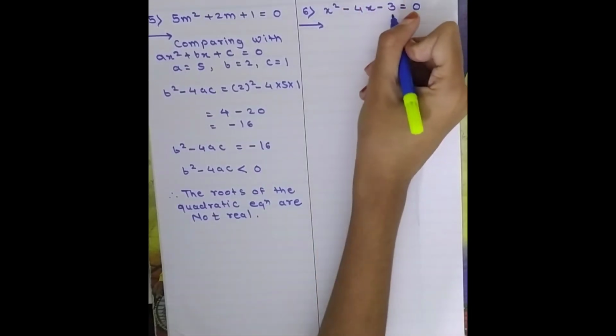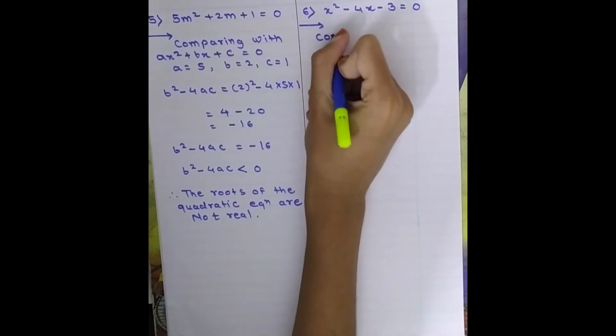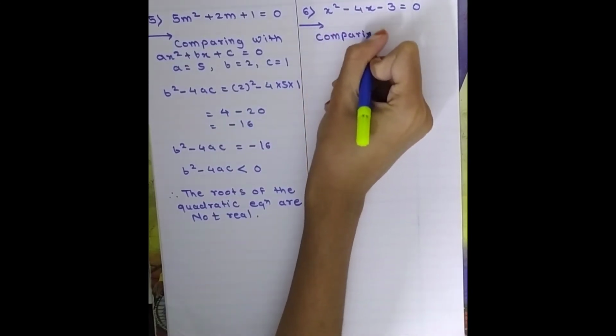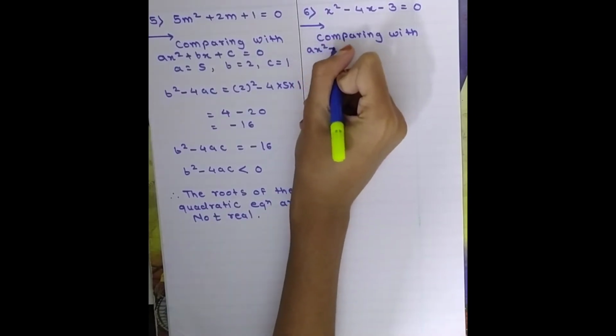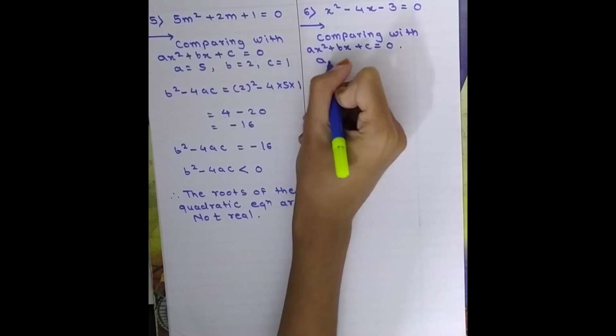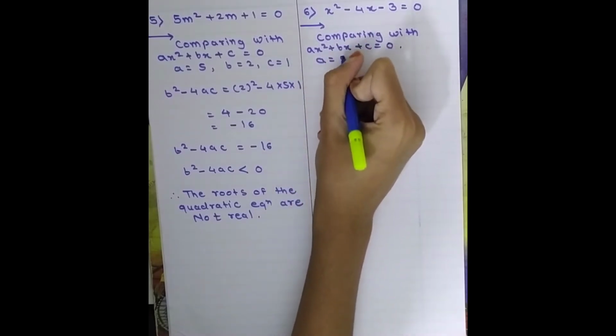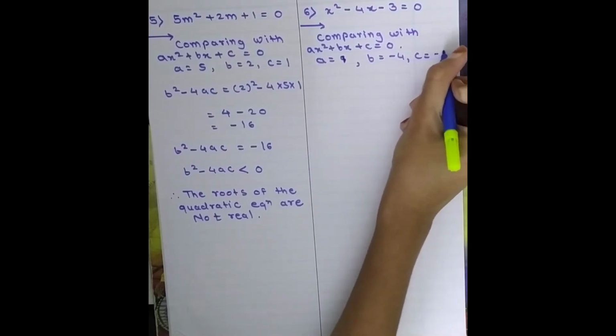Next, x square minus 4x minus 3 is equal to 0. So comparing with ax square plus bx plus c is equal to 0, then a is equal to 1, b is equal to minus 4 and c is equal to minus 3.